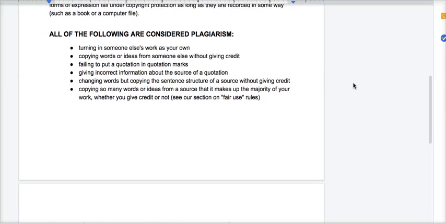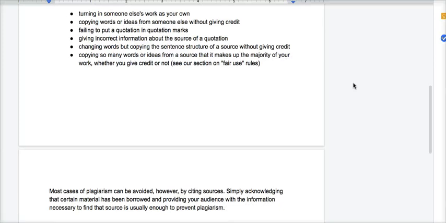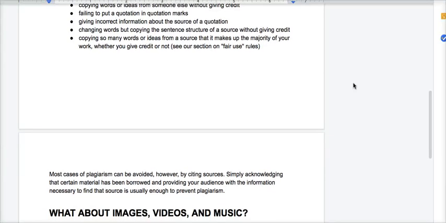So you want to make sure that you don't turn in someone else's work as yours, you don't copy words and ideas directly from someone else's work without giving credit. Failing to put something that is a quotation from one of your sources in quotation marks, that is plagiarism. Giving incorrect information about the source of a quotation, so not correctly citing a source, could be considered plagiarism. Changing the words but copying the exact sentence structure is kind of a problem, which is a thing we'll show you how to avoid. And then copying so many words or ideas that essentially it is the other person's work.